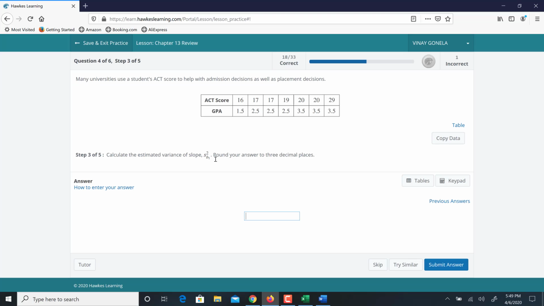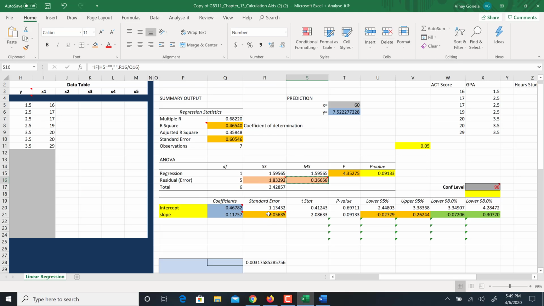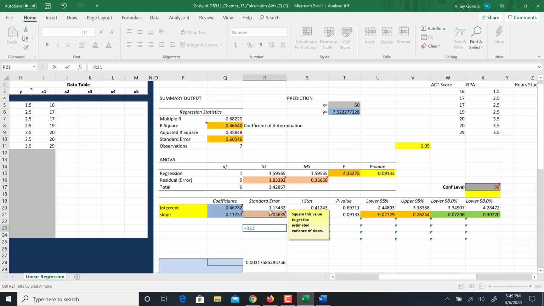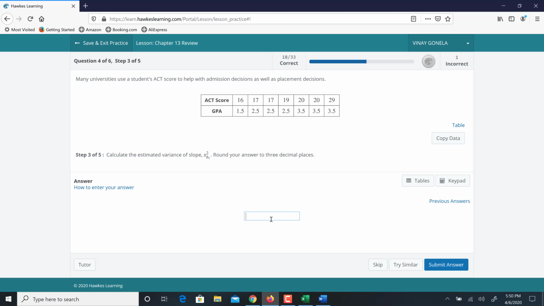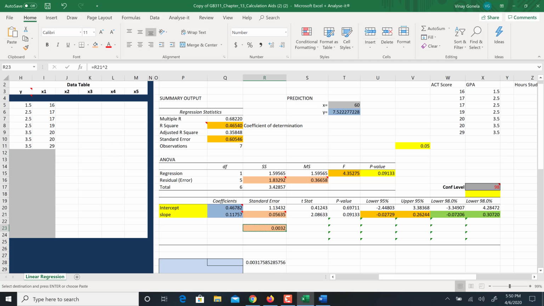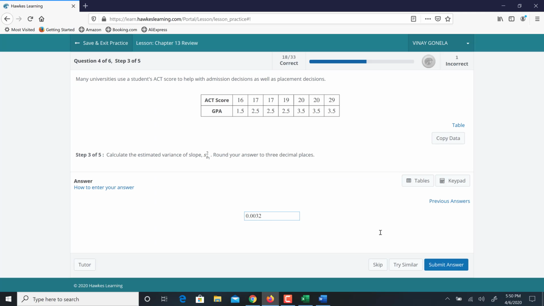And then the estimated variance of the slope. Again, this is the standard deviation of the slope. So I need to square this. So I will do somewhere here is equal to this power 2. So I got 0.0032. So I will copy that and paste it here. Okay, let me copy this and paste it here.